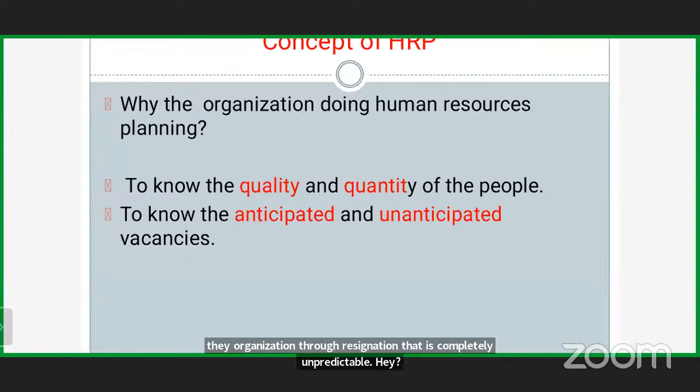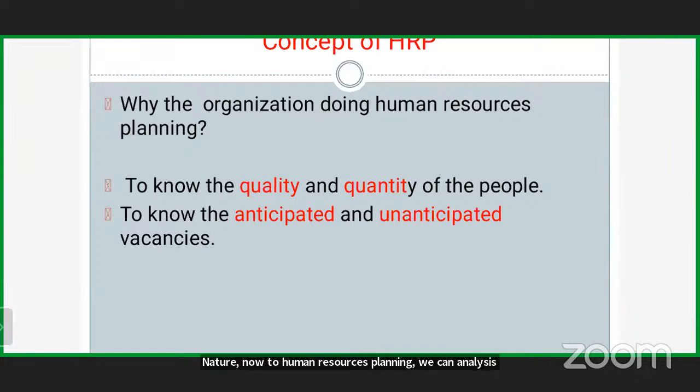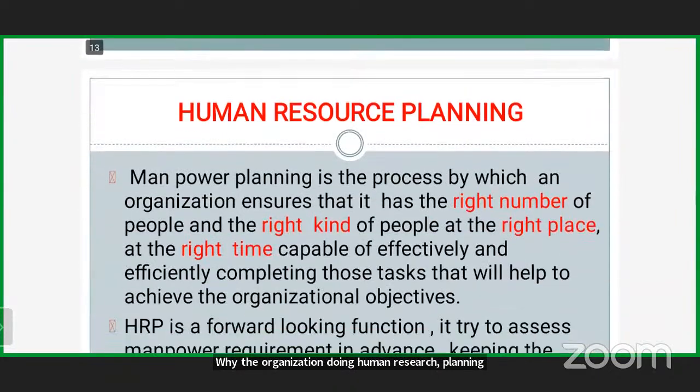Now, through human resource planning, we can analyze the level of retirement, level of termination, level of resignation, level of promotion, everything we can analyze properly. And basing on these, the HR department can take the further steps properly. This is the concept of why the organization does human resource planning. Now we can move to the next slide.